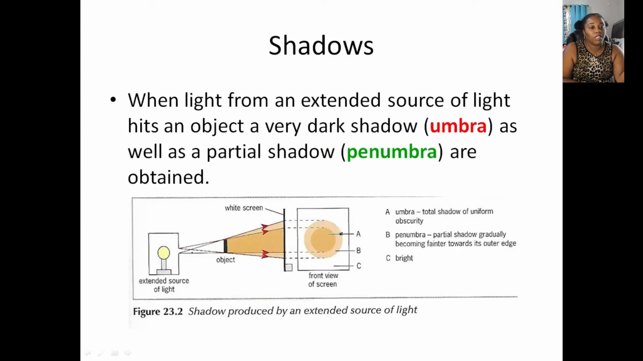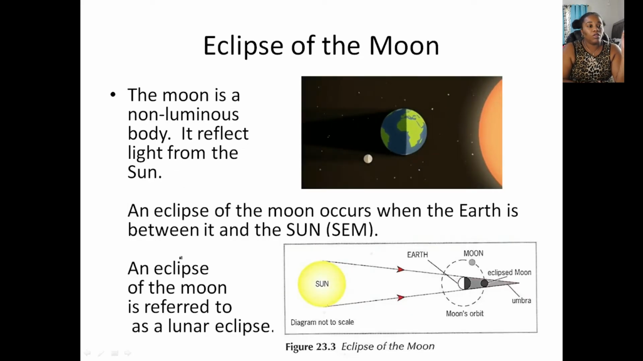When light from an extended source of light hits an object, a very dark shadow or umbra, as well as a partial shadow known as a penumbra, are obtained. So when the hole is a little bigger, we call that an extended source of light. Right? It gives the light the ability to form two shadows, one very dark and one very light. That's all it's saying.